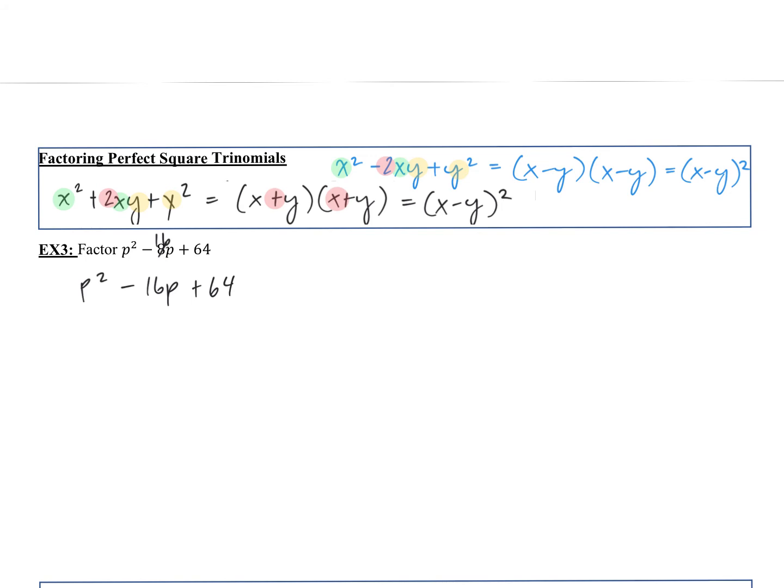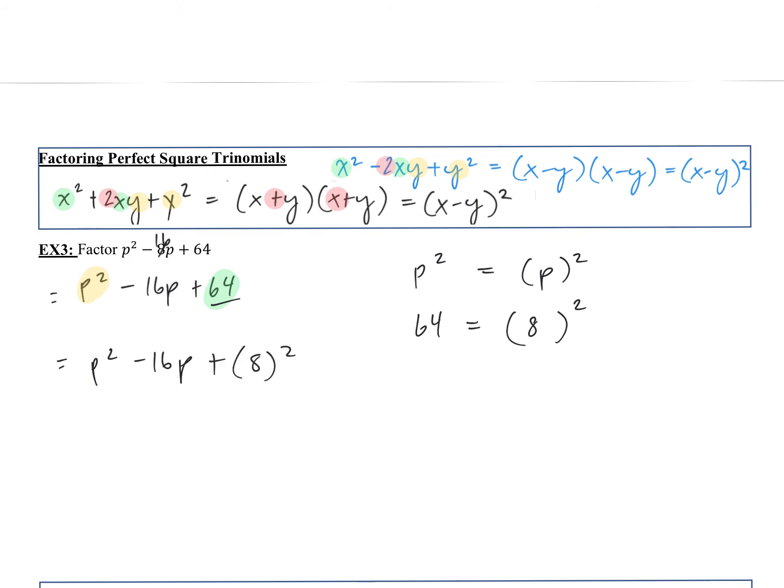Alright, how would I know if this is a perfect square trinomial or not? Well, the main things we look for are, one, that the first item is a perfect square and that the last term is also a perfect square. The first term is easy to tell is a perfect square because it's already p squared, right? But the last one is a little harder. Is 64 something squared? It is. It's 8 squared, right? So I can go ahead and rewrite this as p squared minus 16p plus 8 squared.